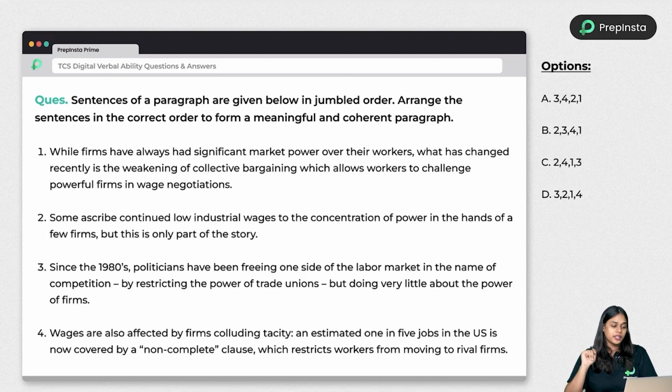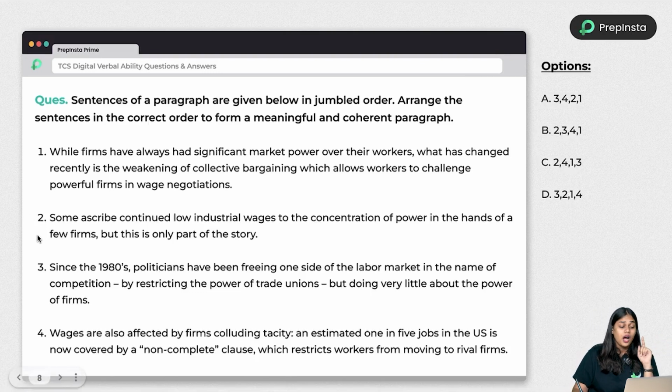Alright, let's do it. While firms have always had significant market power over the workers, what has changed recently is the weakening of collective bargaining, which allows workers to challenge powerful firms in wage negotiations. Alright, the second sentence says, some ascribe continued low industrial wages.